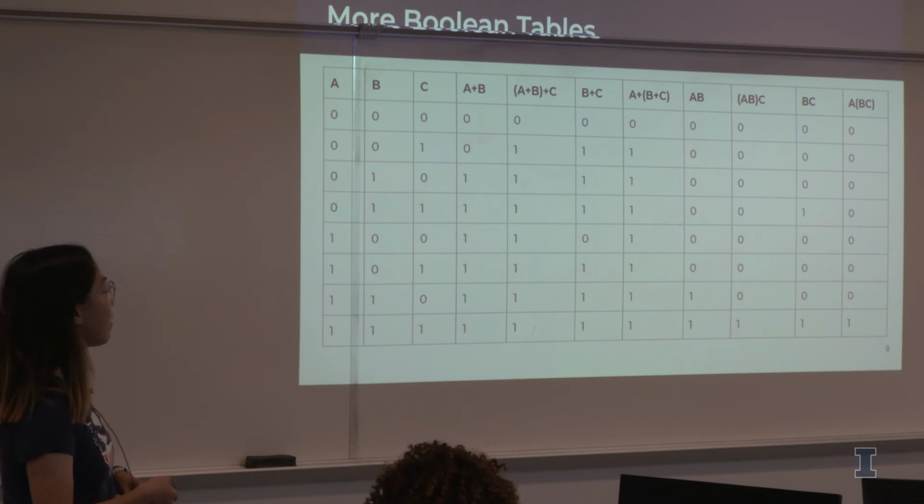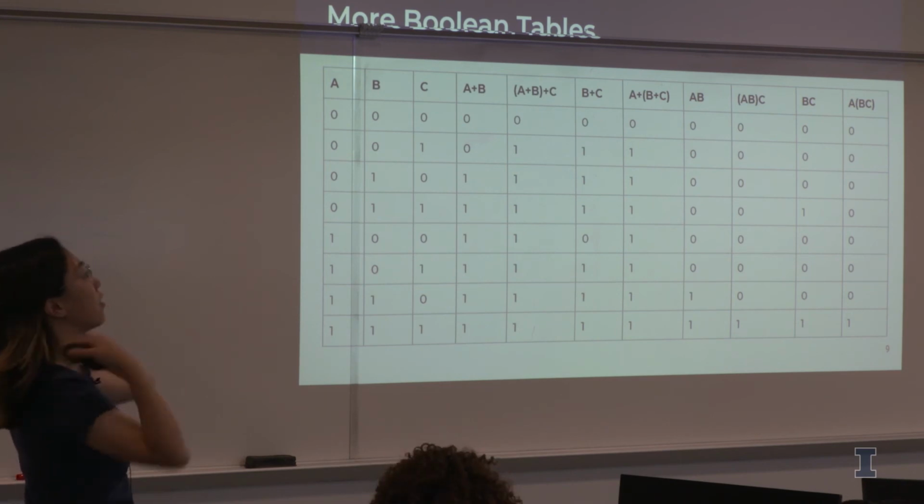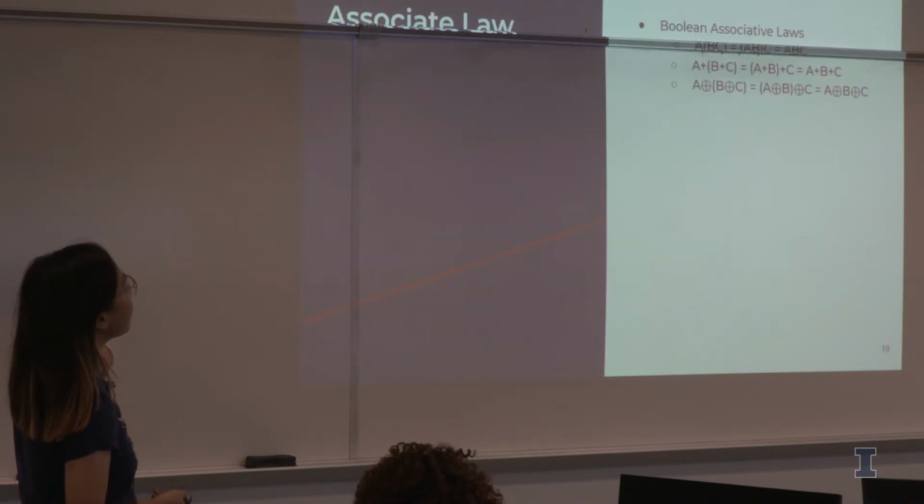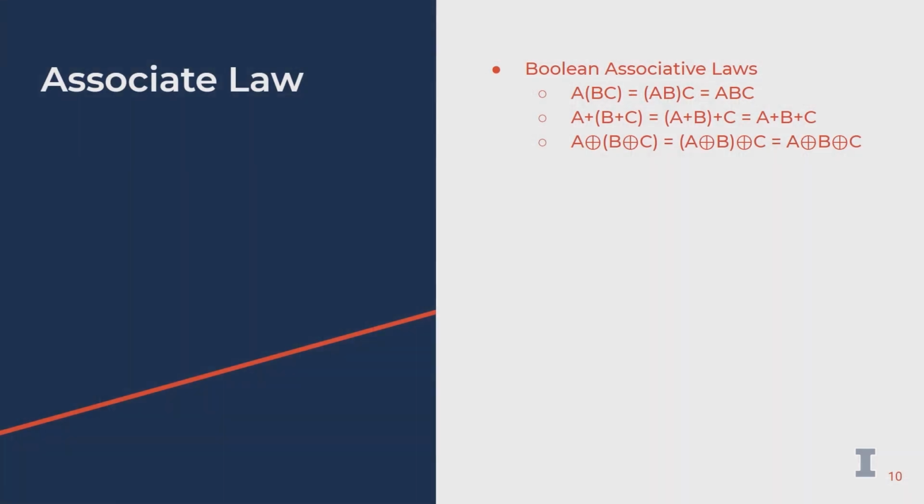The associative property, probably, right? So our 5th column and our 7th column have the same answers, as well as our last column and our 3rd to last column. So this is our associative property. Sorry, it's kind of hard to see.